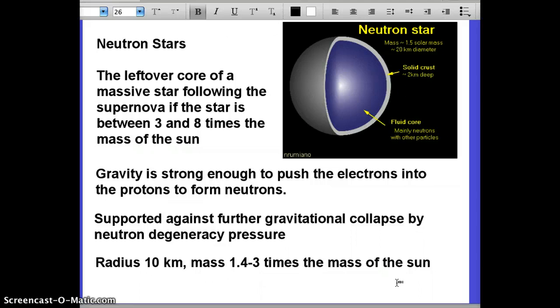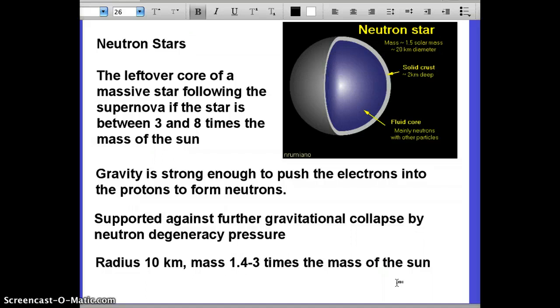In this case, the gravity is ridiculously strong, and it's overcoming the electron degeneracy pressure. There is no fusion to stop it, so there's no thermal pressure. It collapses the star incredibly until it has a radius of only something like 10 kilometers, which is very, very small. If you think about it, that would fit inside Loop 610. This is something many times the mass of the sun fitting into a space smaller than the city of Houston.